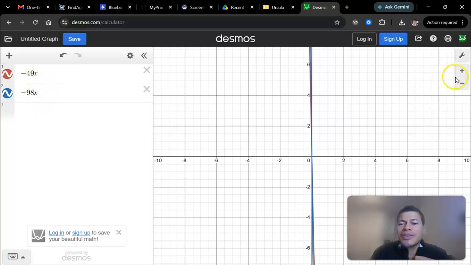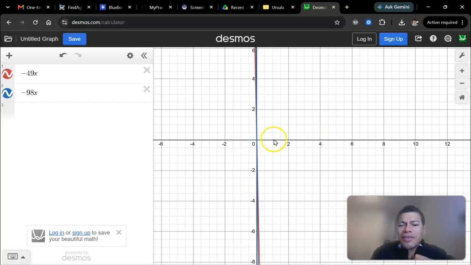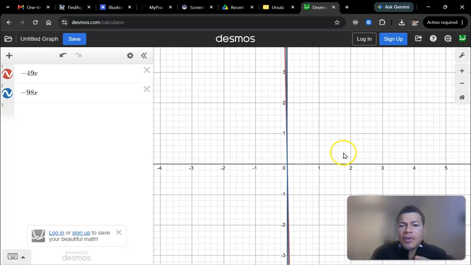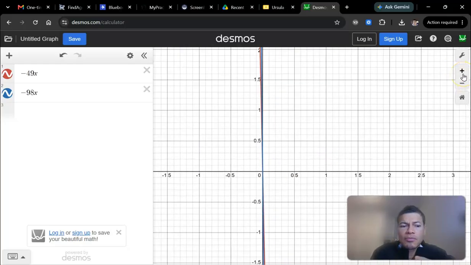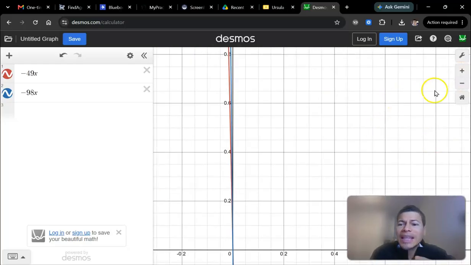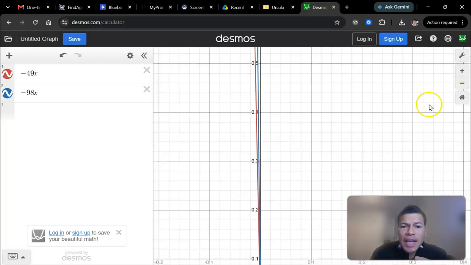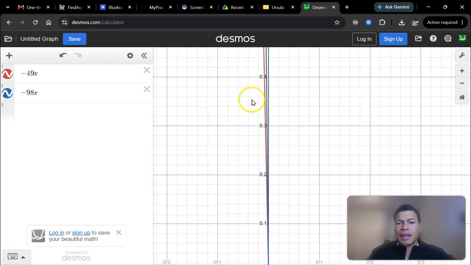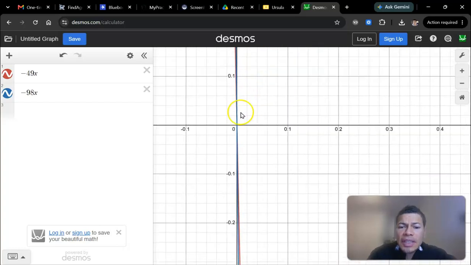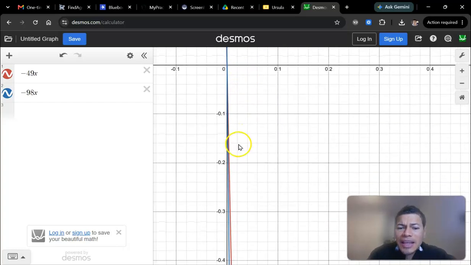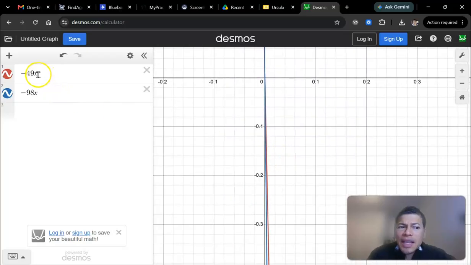Because we cannot see what's going on in the XY plane, I'm going to go ahead and zoom. And I can see that they cross, right? You see the two lines get closer, closer, closer until they cross. And it seems to me that they cross at 0. And it makes sense because when you plug in 0 for x, both of these equations are 0.